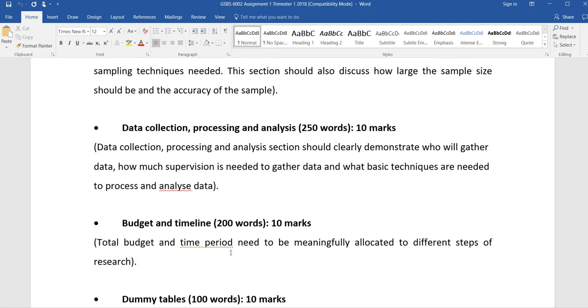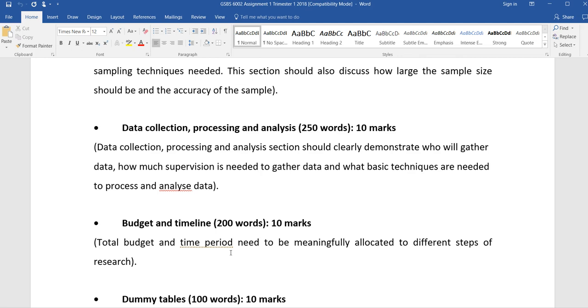In data collection, processing, and analysis, this section basically has three subsections. First of all, data collection. In this data collection section, you should write down who will be collecting data and how much supervision will be needed for collecting data. Then in processing, once the data is collected, how will you be processing the data?